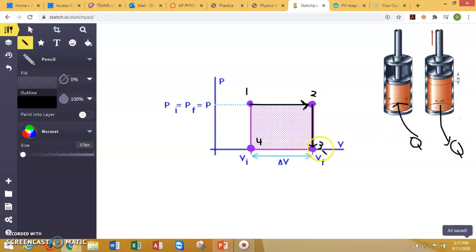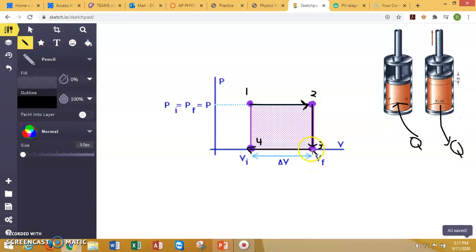Volume stays constant. Now, if I ask you to calculate the work done, this is very fast and easy to do. There is no area under this curve. This is a vertical line. The area there would be 0, so there's no work done. And that's pretty quick.